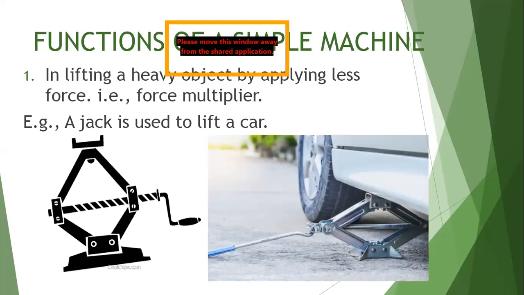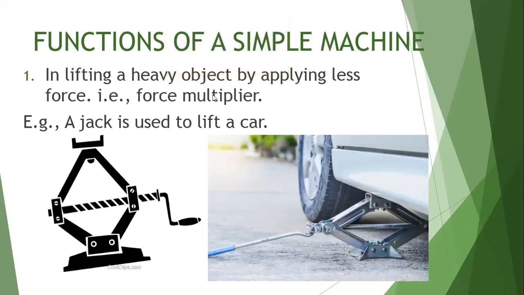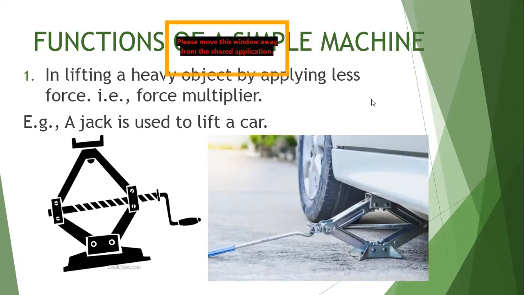But what you have to do? You have to use machine. And by using machine, you will be able to lift the heavy object with less force. And such type of machines which lift heavy objects by applying less force are called as force multiplier. So in this case, your jack is a machine, and in which type of machine a jack is? A jack is a force multiplier. Is it clear, class?